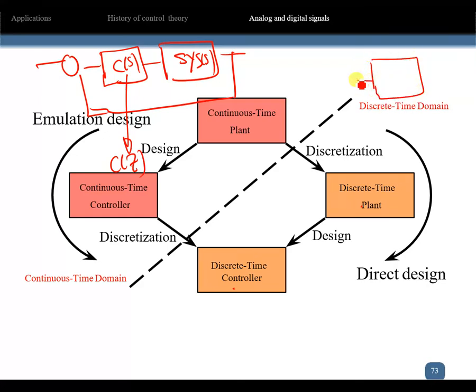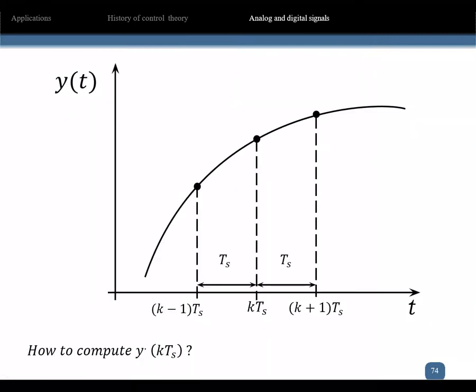I design the digital control in the Z domain, then I can find the transfer function of the closed loop. Both of them are correct. You can design the system in the S domain, and with discretization you can change it from S to Z, the transfer function in the Z domain, or directly you change your system to the Z domain and design the controller in the Z domain. Okay.